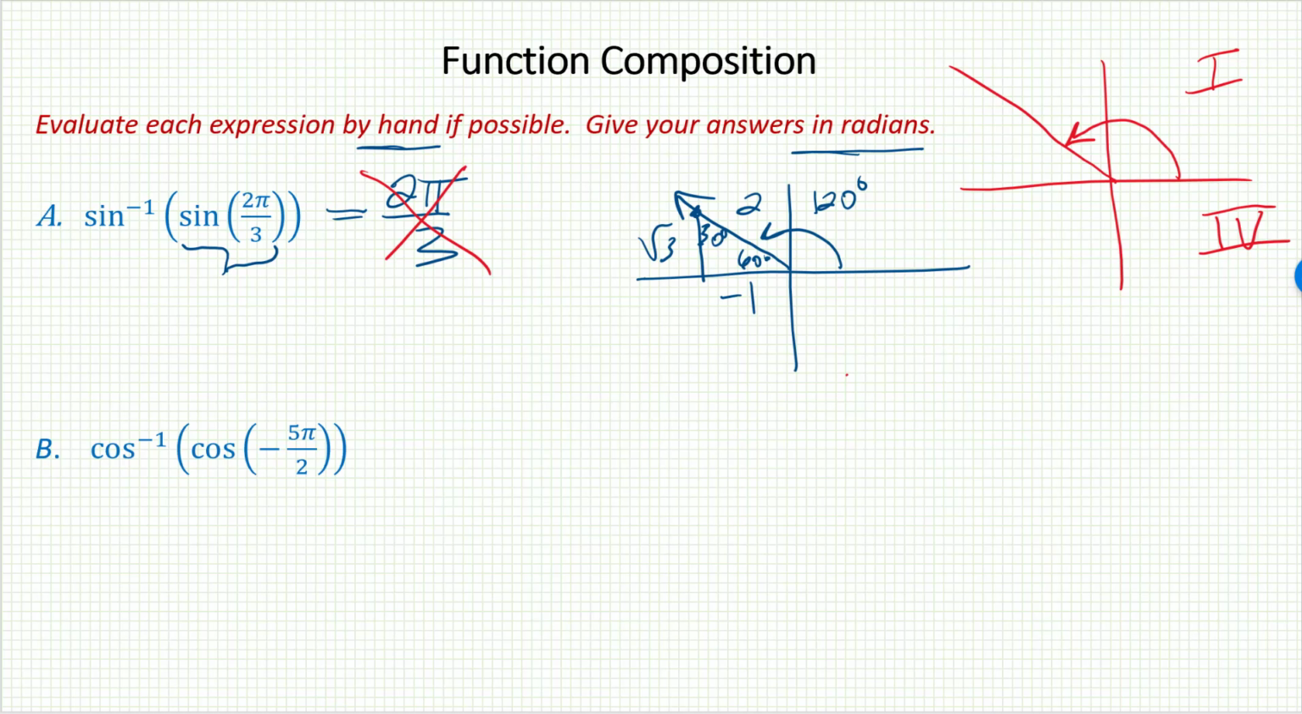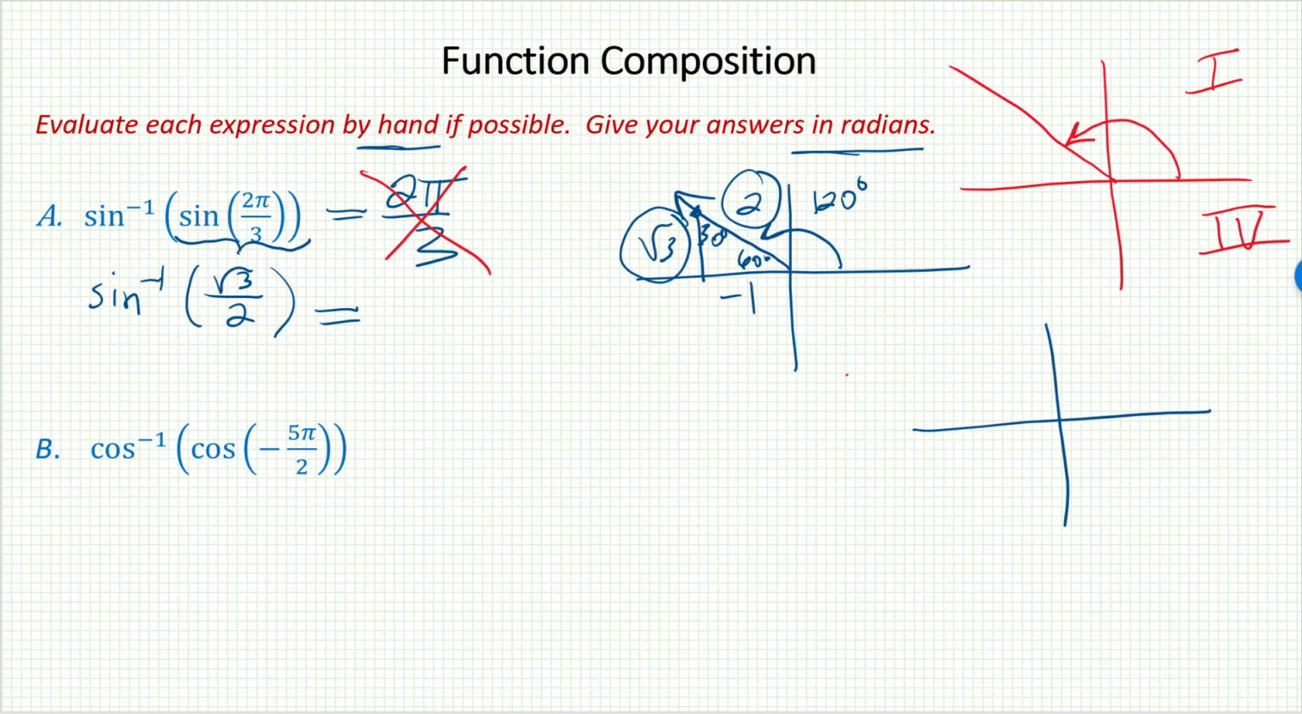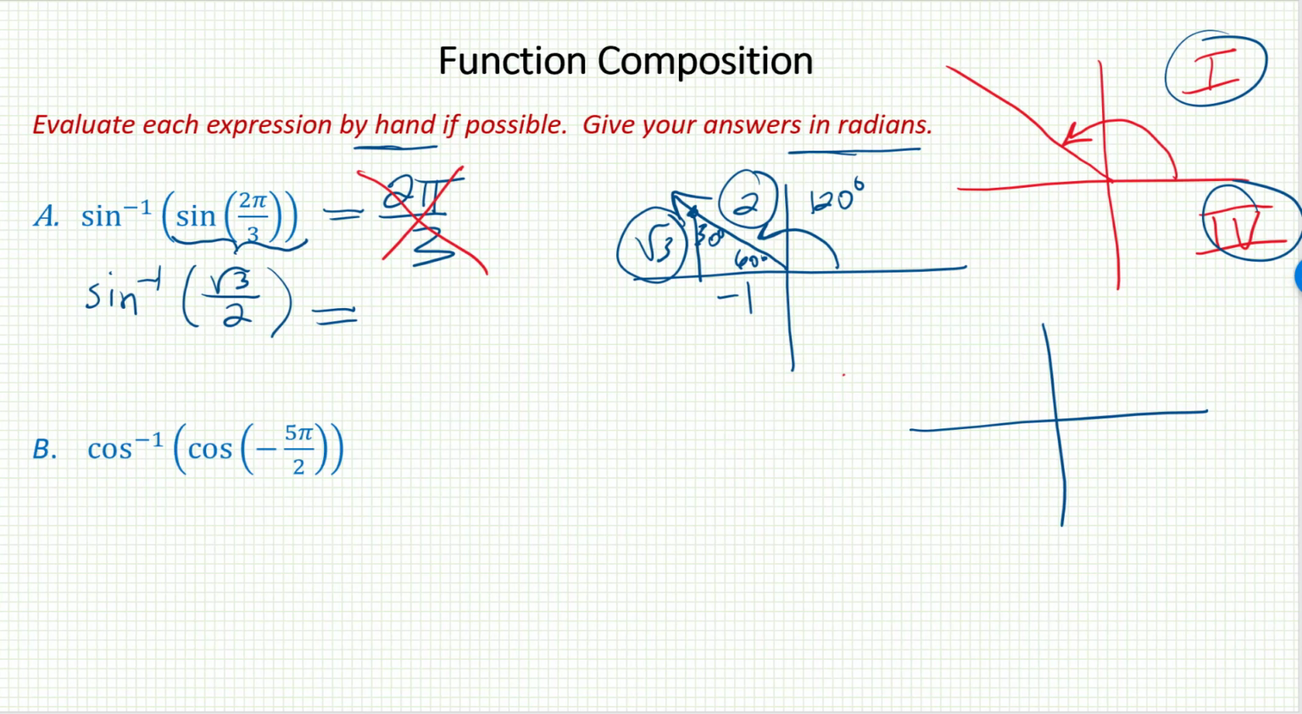Well, that means the sine ratio, let's see, sine is opposite over hypotenuse, so square root of 3 over 2. So sine of 2 pi over 3 came out to be square root of 3 over 2. Now I need to find the inverse sine function for the ratio square root of 3 over 2. Well, I'm going to have to draw a fresh picture because inverse sine doesn't know anything about the second quadrant. Inverse sine only knows about quadrants 1 and 4. Root 3 over 2 is positive, so that means I should be drawing a first quadrant picture.